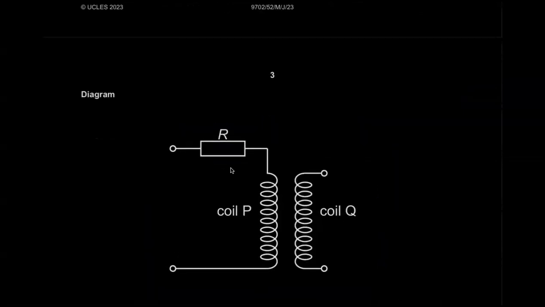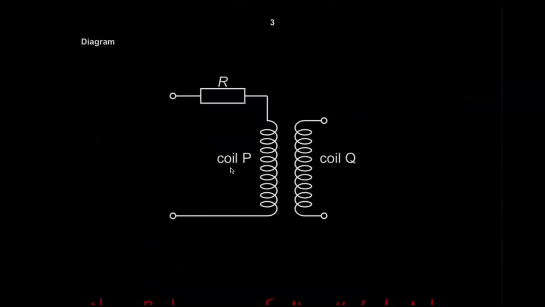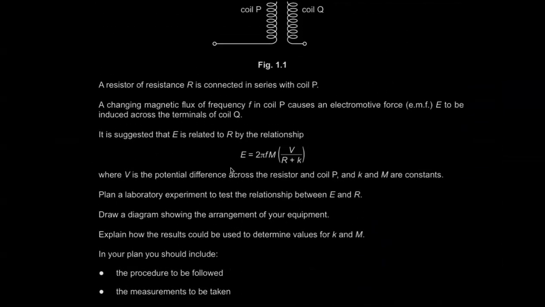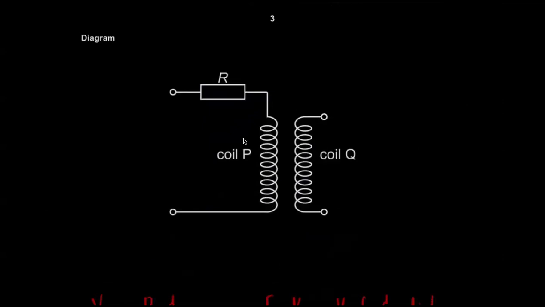So let's have this here now. This is my circuit as was there. And now, because I know that in coil P there was a changing magnetic flux of frequency F, I need an AC power supply connected across coil P. An alternating current will give rise to an alternating magnetic flux as well. So first off, there needs to be an alternating supply here, so I draw this alternating supply.